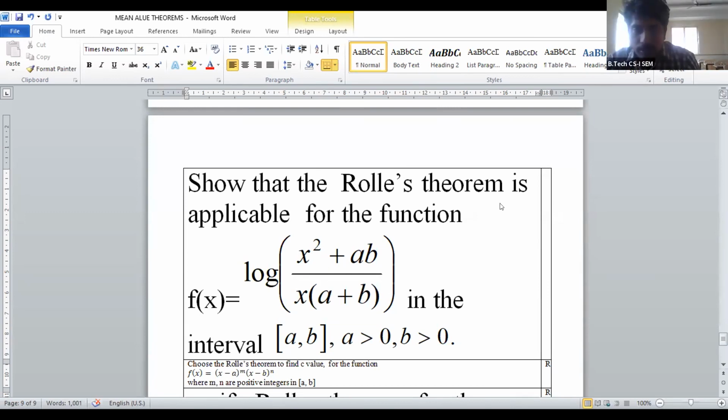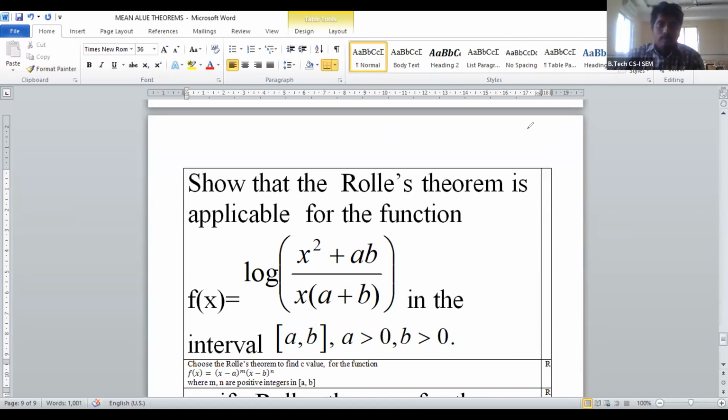Show that Rolle's theorem is applicable for the function log of (x square plus ab) by x into (a plus b) in the closed interval a comma b, where a is positive and b is positive. How many of you copied? Please raise your hands or type in the chat box. Okay, now I am moving to the whiteboard where we will solve it very fast. Write fast along with me.